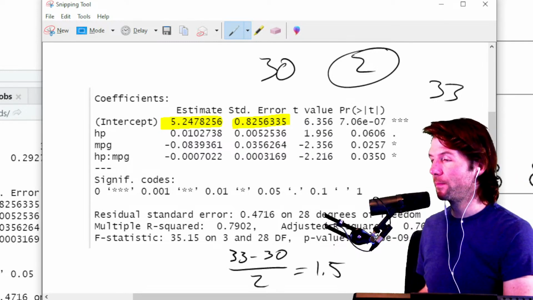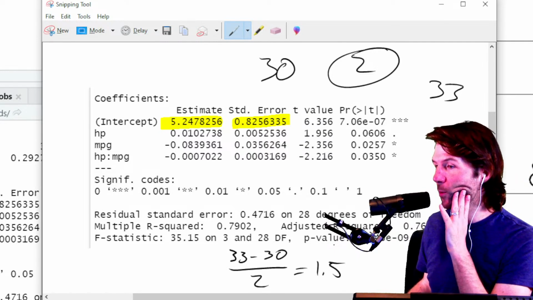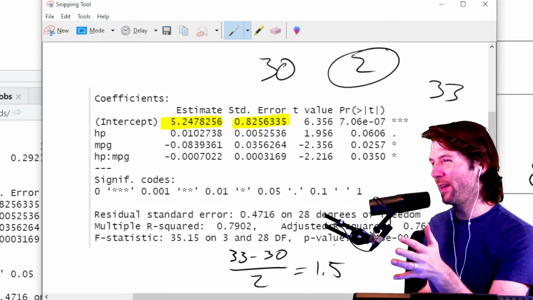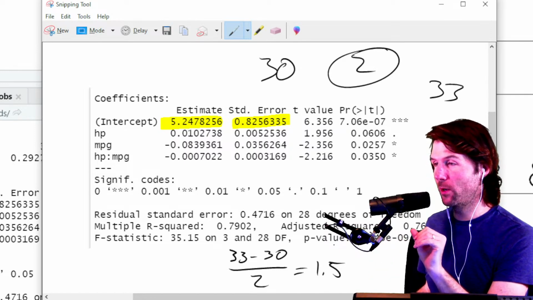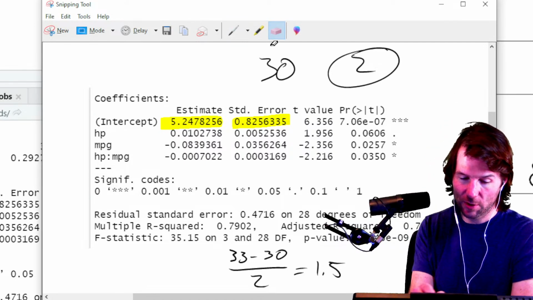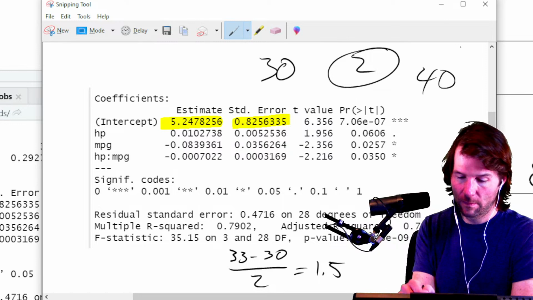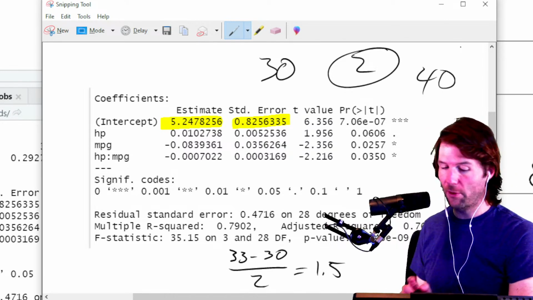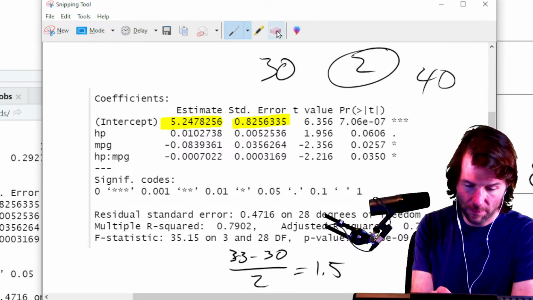Does that make sense? They were off by 1.5 measures of uncertainty, which I do agree is a little unusual, but it's not that weird, right? It's not that weird. But what if it cost $40? Now, if it costs $40, now they're off by how many measures of uncertainty?